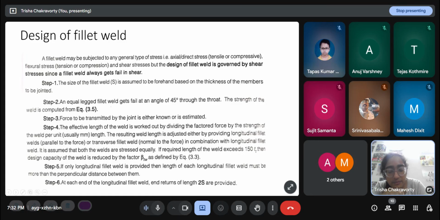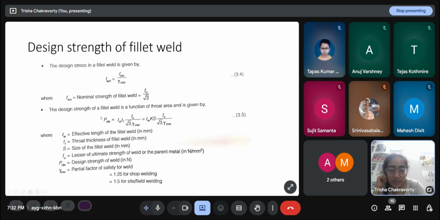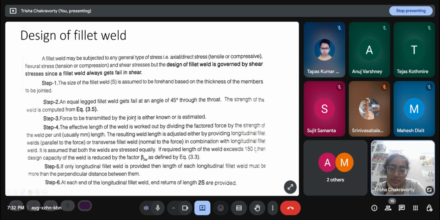So the size of the fillet weld S is assumed beforehand based on thickness of the materials to be joined. An equal legged fillet weld gets failed by an angle of 45 degrees through the throat. The strength of the weld is computed from this equation. Force to be transmitted by the joint is either known or is estimated. The effective length of the weld is worked out by dividing the factored force by the strength of the weld per unit length.